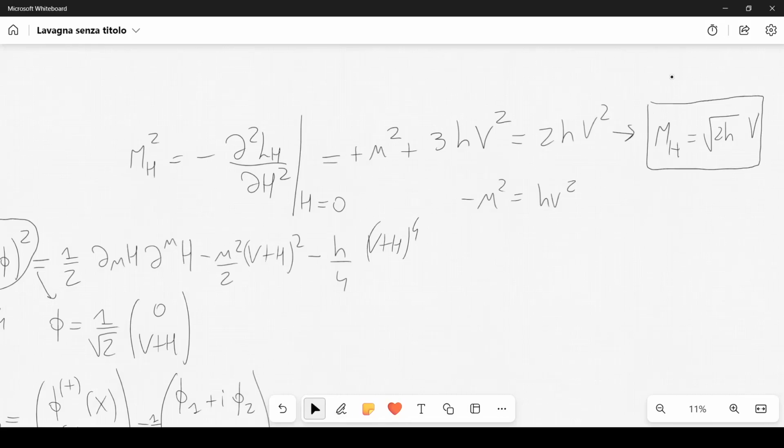Therefore, we have found a clever way of giving masses to the carriers of the weak force, the W and the Z bosons. You must notice that the photon remains massless, even after this symmetry breaking, so also after the introduction of the Higgs field.